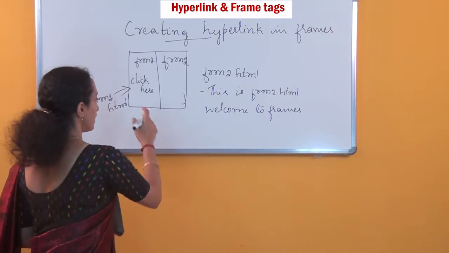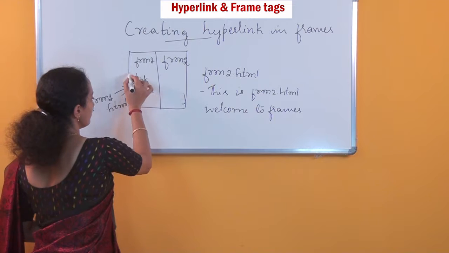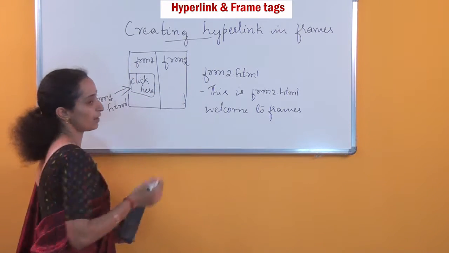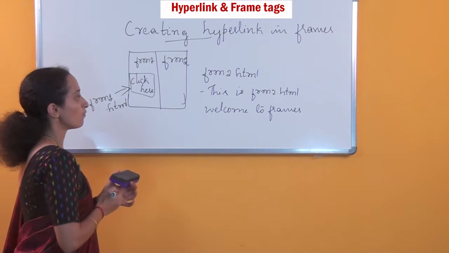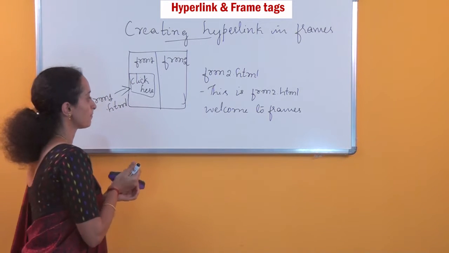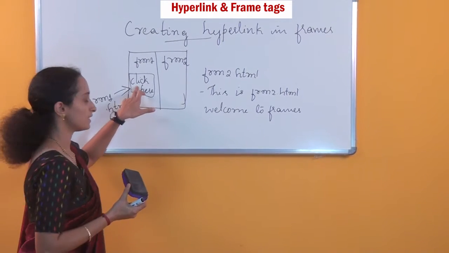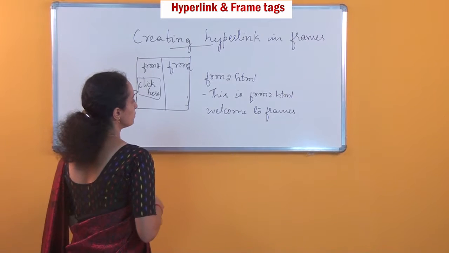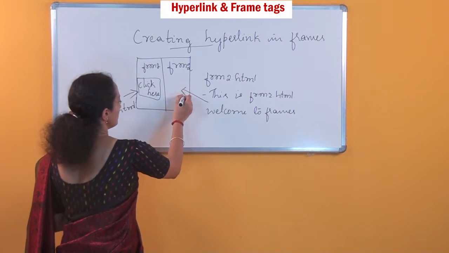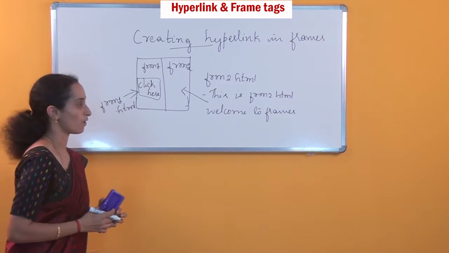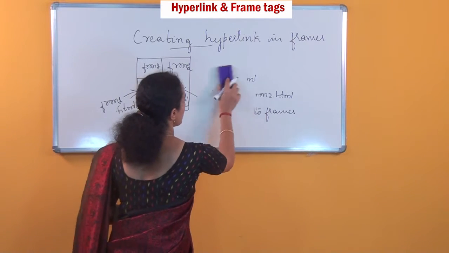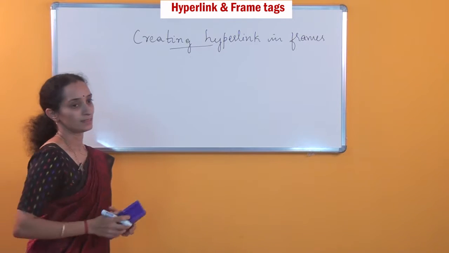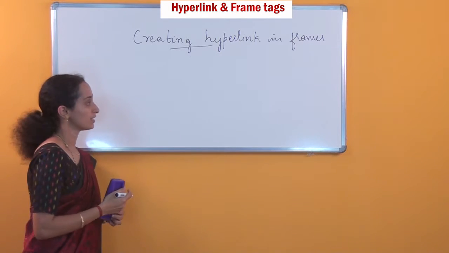Okay, so when the page is loaded, frame 1 will have the text of this one and frame 2 will be empty. What we are going to learn today is, when "click here" is clicked, the content of frame2.html will be displayed in this column. So we shall know how to create that in today's class.